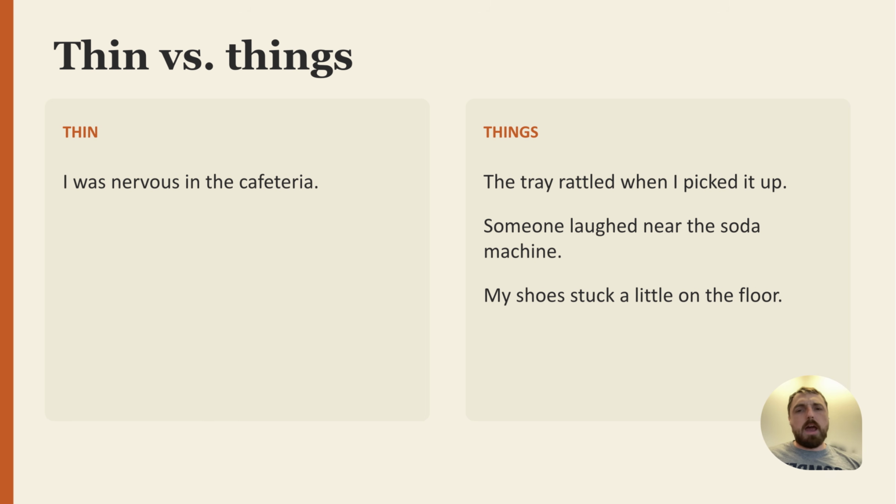The tray rattled when I picked it up. Someone laughed near the soda machine. My shoes stuck a little on the floor. Nobody wrote the word nervous. The body of the moment did the talking. You can hear the tray. You can feel the floor grab a shoe. That's imagery, not pretty description for extra credit. Imagery is how an idea gets a body.